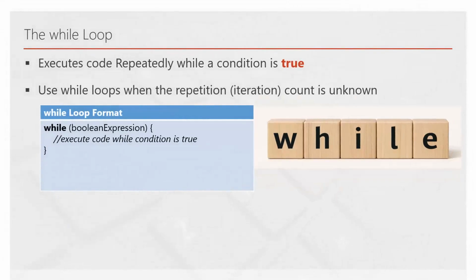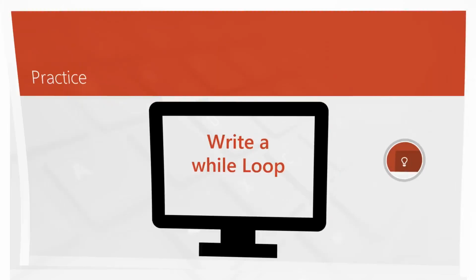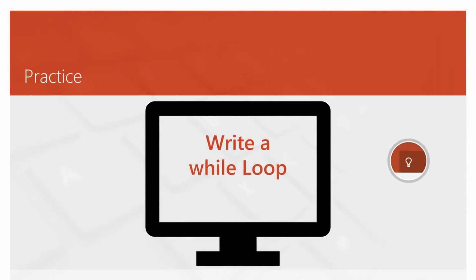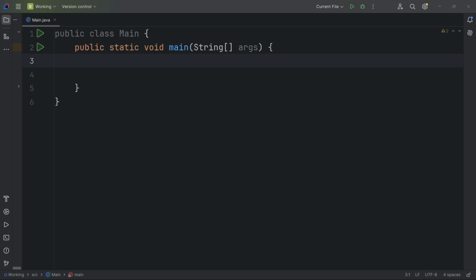A while loop executes code repeatedly while a condition is true. And you want to use a while loop when the number of repetitions is unknown. For coding practice, we will write a while loop. We're going to write a while loop that's controlled by keyboard input.